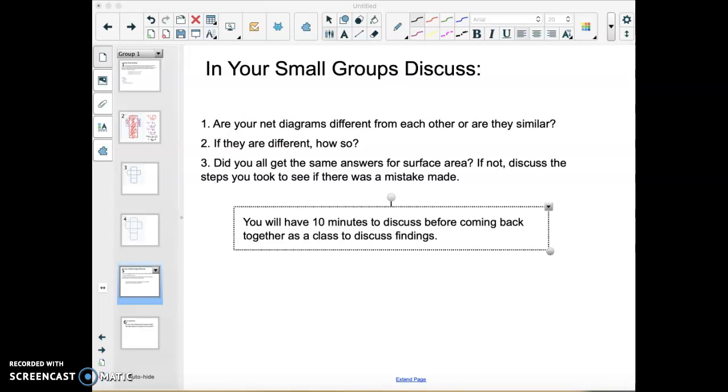After the 10 minutes have passed, I will bring the class together and we will discuss their findings. Students should have connected that even though the diagrams vary, the information they used is the same, so their surface area should all match.